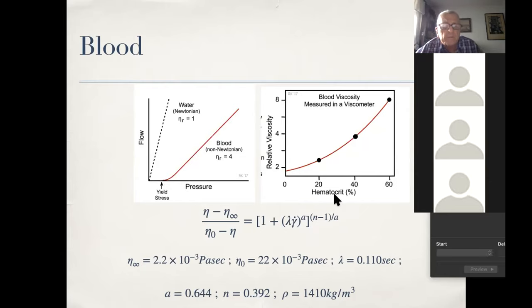which is called the hematocrit. Hematocrit is the concentration of red blood cells in the total volume of the liquid. And as you see, the viscosity increases in a non-linear fashion with the change of hematocrit, and that is pretty important, because that viscosity determines how the liquid gets into the capillary veins, which deliver nutrition to essentially every cell of our body.